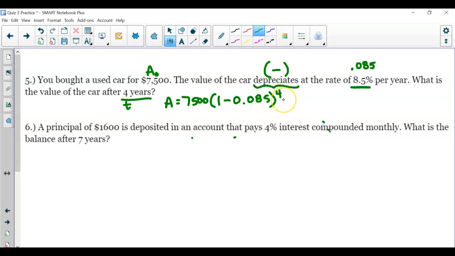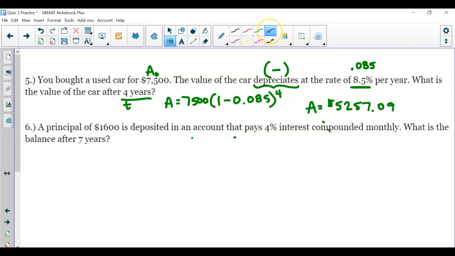So putting all that in the calculator, the final value of the car is $5,257 and approximately 9 cents. Then make sure this answer does make sense because the car started at 7,500. So if we're depreciating, it should be losing value, right? So your answer should be less than the original. So it also makes sense.